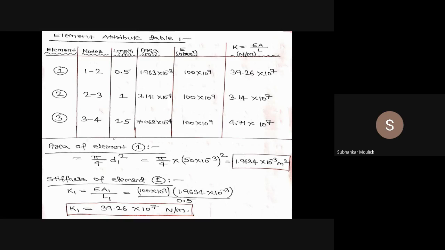Is there any doubt till the third column of the table? No, sir. Clear, sir. Okay.